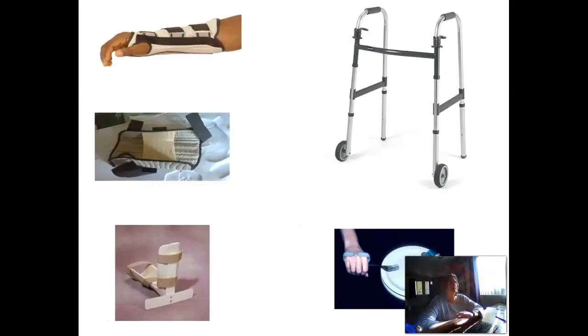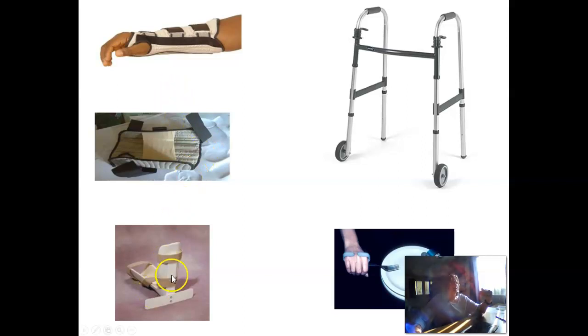Now, these are some of the devices that you might see in a facility. So there's a wrist protector. It'll keep the wrist straight. So if someone has a stroke and their wrist is starting to drop down, this will keep it in a more natural position.